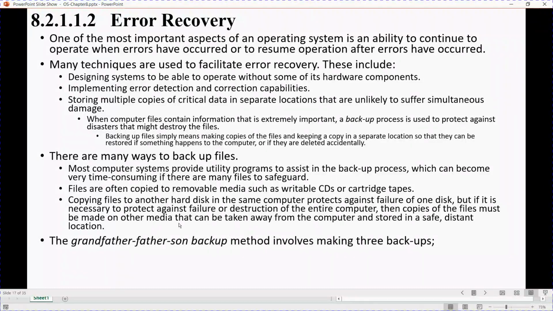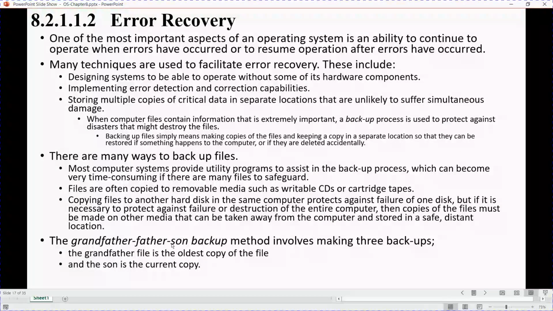A technique that has been developed is the grandfather-father-son backup technique, making three backups. We have the current copy, the working copy, the most recent backup, the father, and then a backup of the backup, the grandfather, in an even more secure location.